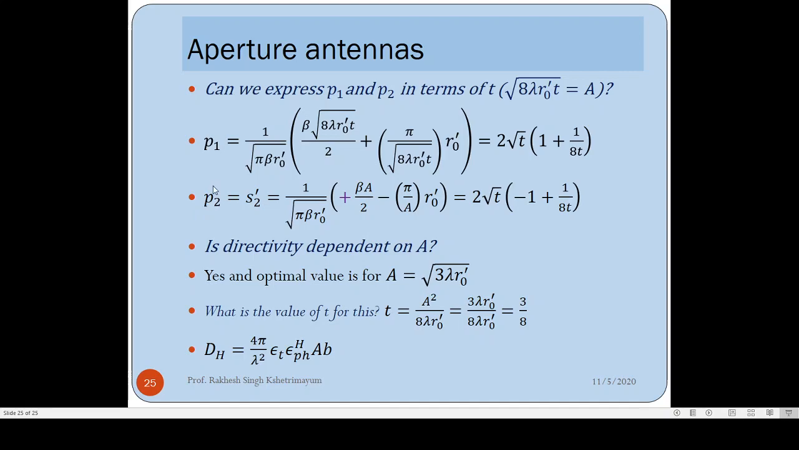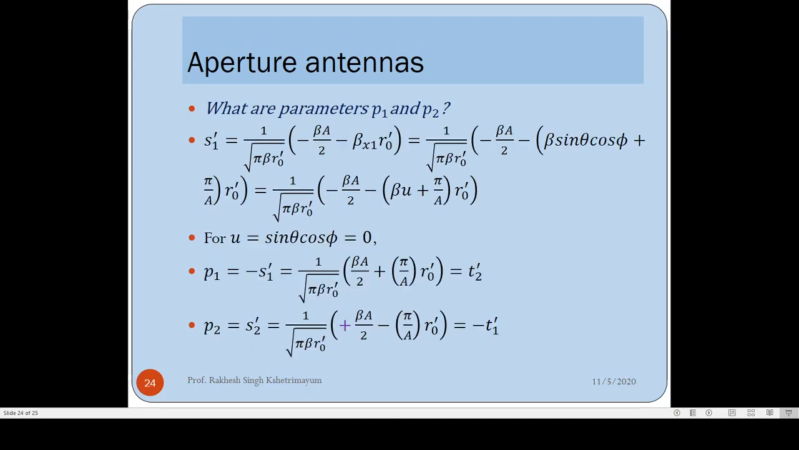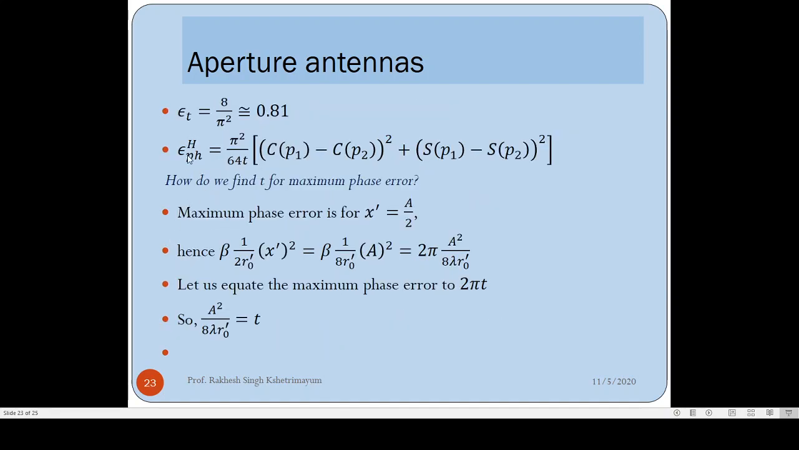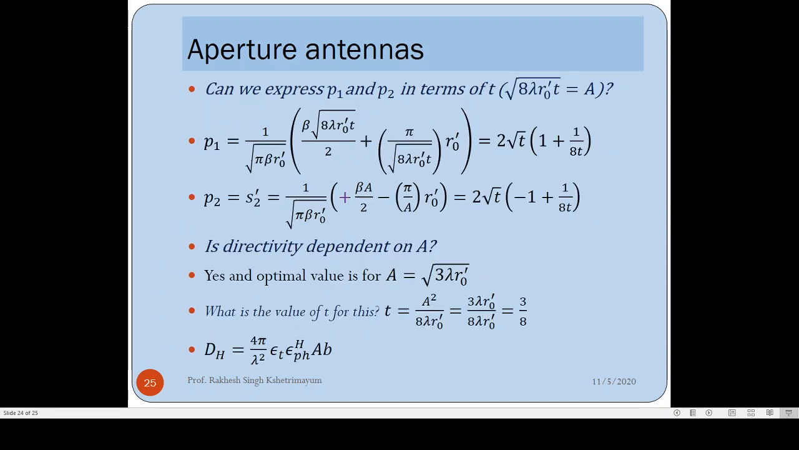P2 you can similarly find by substituting A equal to square root of 8 lambda r naught dash T. Simply 2 root T times (minus 1 plus 1 by 8T). So I have P1 and P2 in terms of T, so I can easily find this epsilon due to phase variation using this relation. So I have everything, so I can find the directivity of the horn antenna.